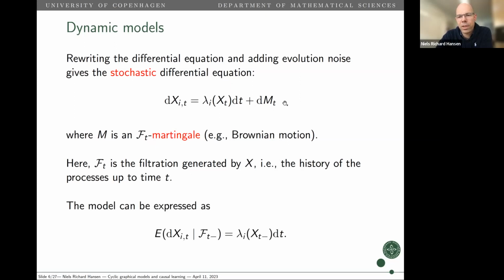This stochastic differential equation model up here can also be expressed using this conditional expectation. So the conditional expectation of a small increment, given what we have observed up to this time point here, is then given by this drift times the small time interval here. I will return to this when we talk more about the neuron models, where this is a very natural way of specifying the distribution.